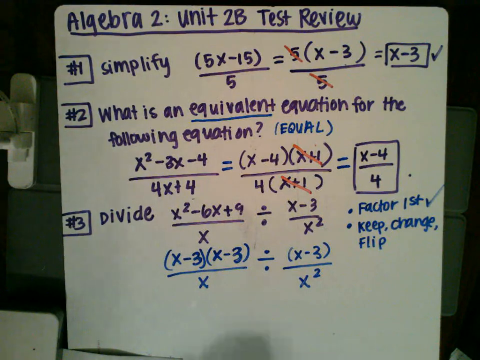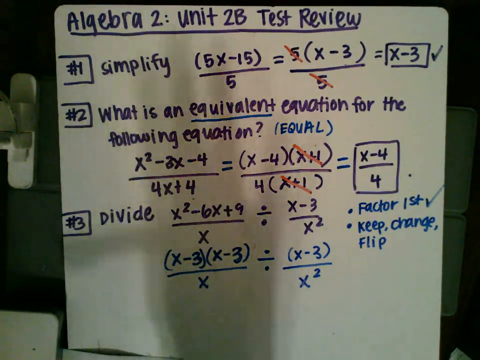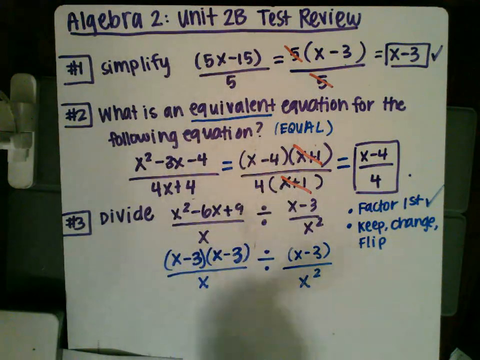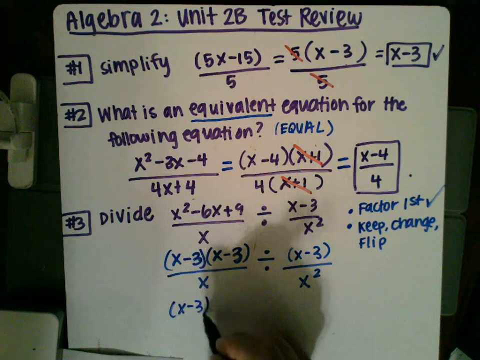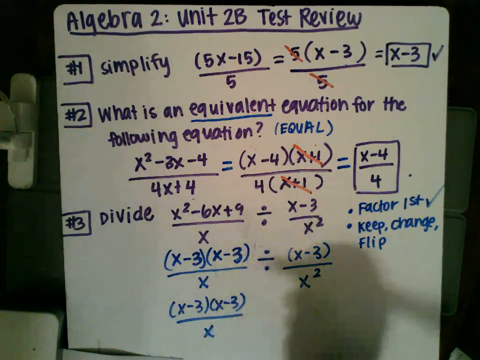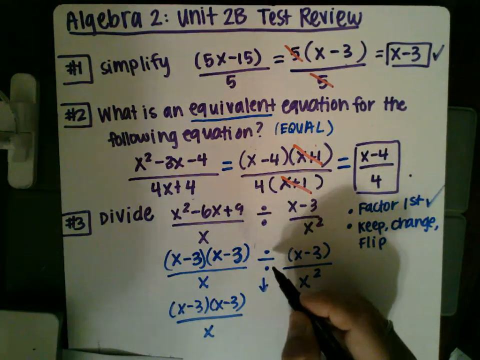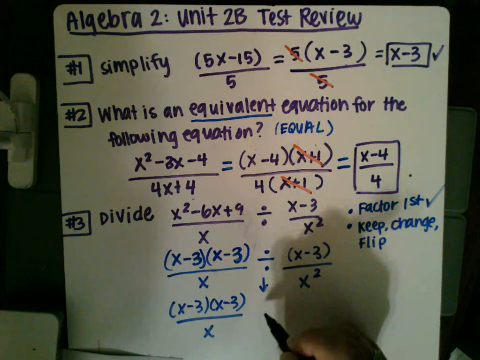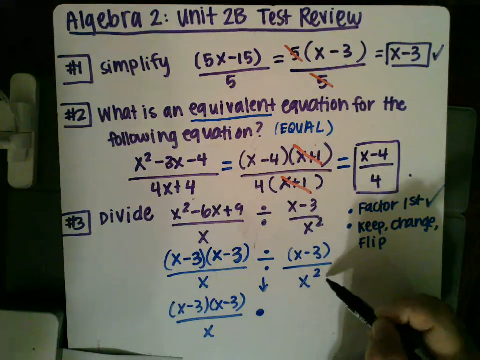So keep this first expression exactly as is. Do not change it in any way. So that means we have x minus 3 times x minus 3 all over x. Didn't do a darn thing. But we are going to change this operation from division to multiplication. And lastly, we are going to flip our final rational expression.